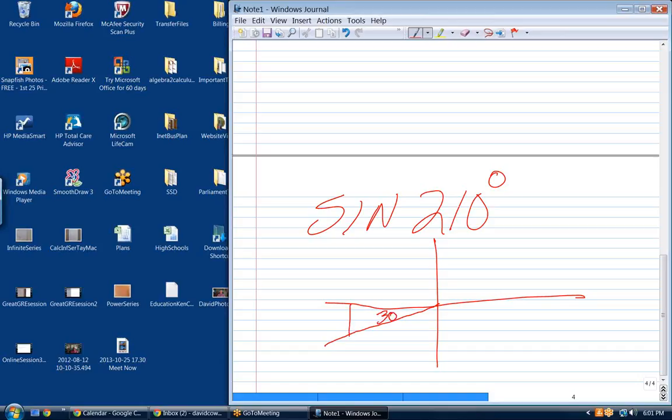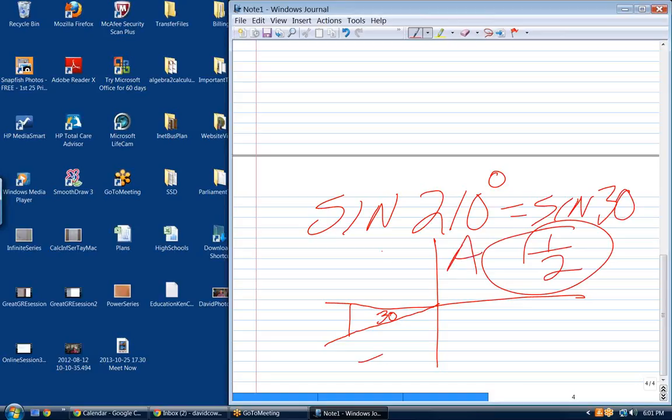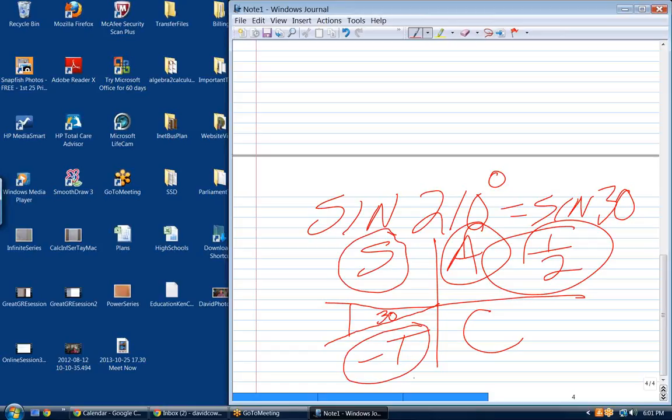So the sine of 210 is the same as the sine of 30, which is 1/2, only is it positive or negative in the third quadrant? Negative. Because all students take calculus. All 6 trig functions are positive in the first. Sine and cosecant are positive only in the second. Tangent and cotangent are the only ones positive in the third. And cosine and secant are the only ones positive in the fourth.